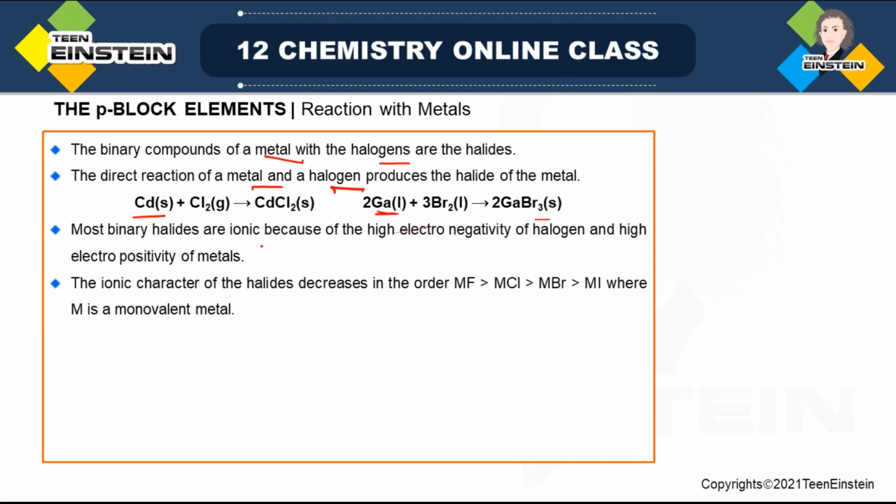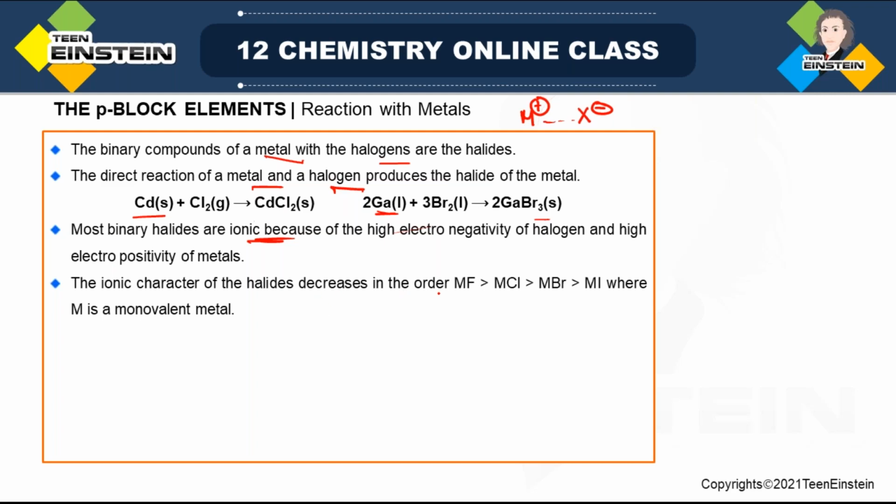Now, most binary halides are ionic in nature because of the high electronegativity of the halogen. Because metal will be highly positive and halide will be highly negative. So when compounds are formed between them, the nature of interaction is completely ionic interaction. So the bond nature is ionic bond. There is a high electronegativity difference between metal and halogen.